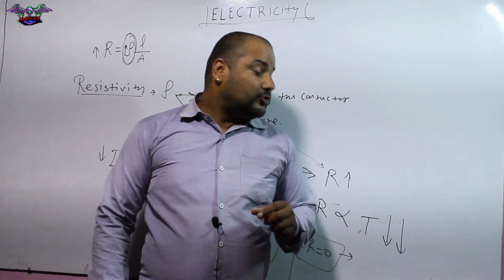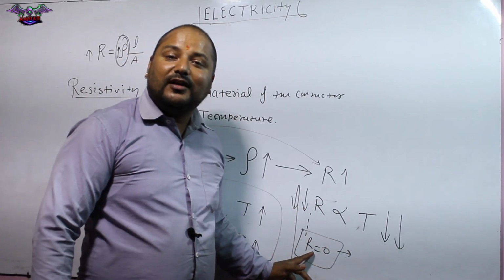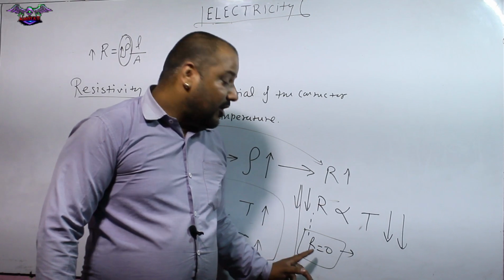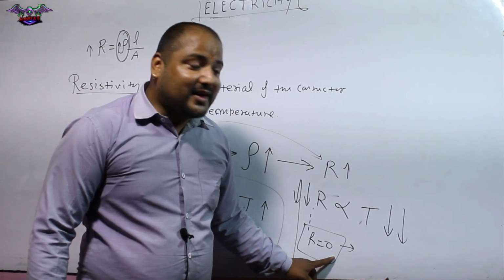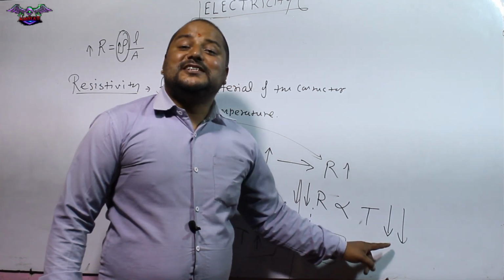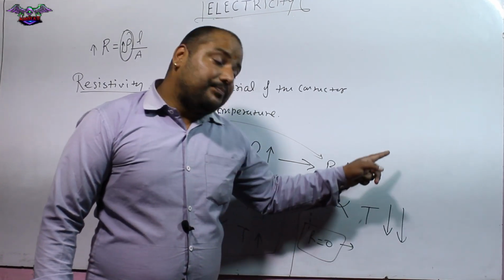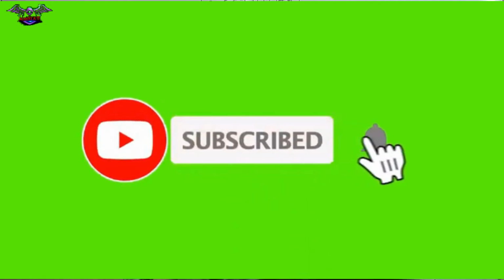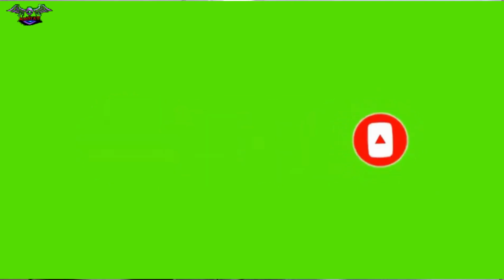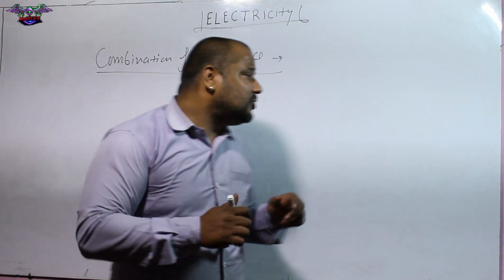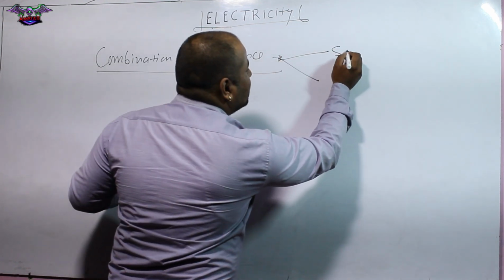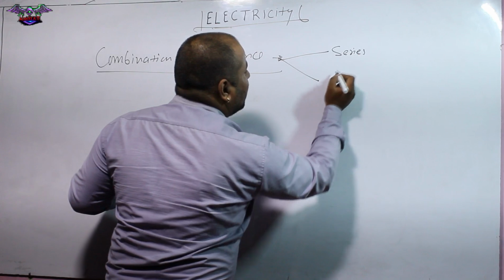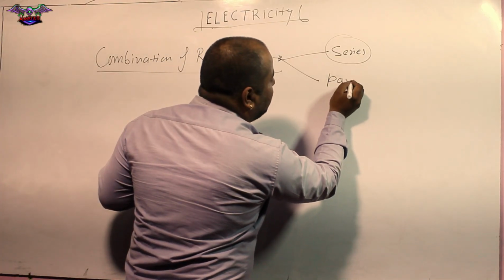Okay, so for a superconductor, what is the condition? Resistance will be zero. How can we achieve resistance equal to zero? The condition for superconductivity is continuously decreasing the temperature. Now we will understand what will happen if resistances are joined together. We can join resistances to each other in two ways: series and parallel.